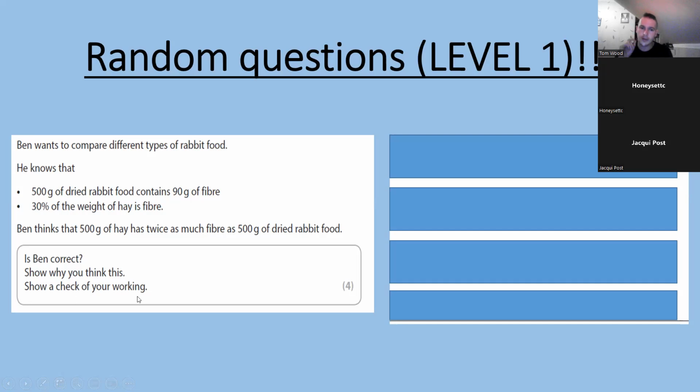So it's included in the same box. Because it says just show a check, that's going to be one of our marks there. So it's only a 3-mark question and 1 for the check. But we can check that with either an estimate or with a reverse calculation, whatever you want to do. So I'll just give you guys a minute to have a look at that, and then we'll go through it together in just a second.